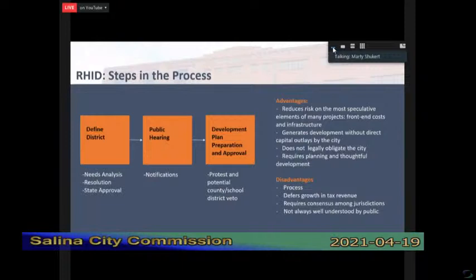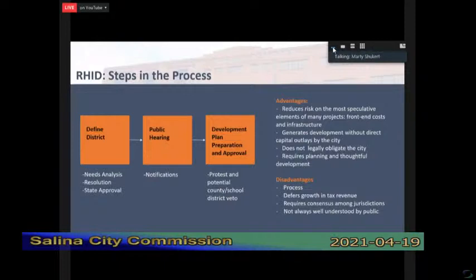It requires planning and thoughtful development, which some people think is a disadvantage, but I happen to think as a planner that it's a really good idea to be thoughtful about what you're doing and not just say, oh, RHID, sure, that sounds good, we'll give it to you. So the disadvantages of it are the process, that it requires planning and thoughtful development, but also state approvals and so forth. Obviously, it defers the growth in tax revenue.